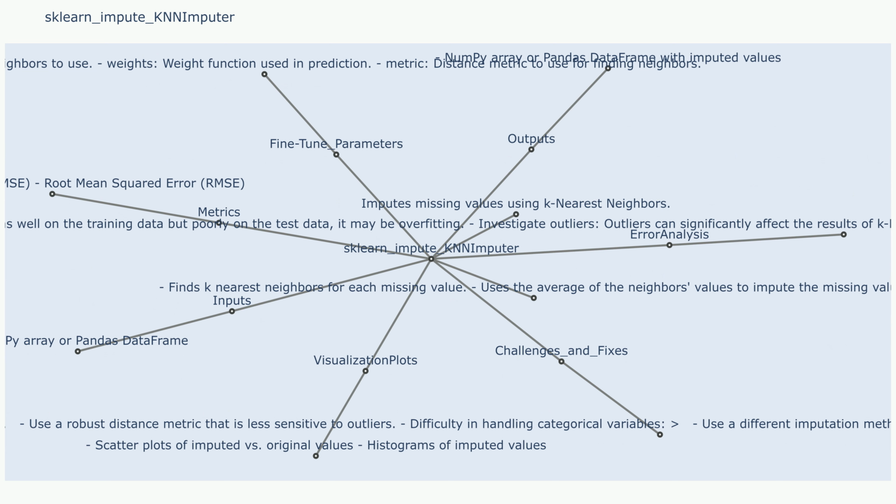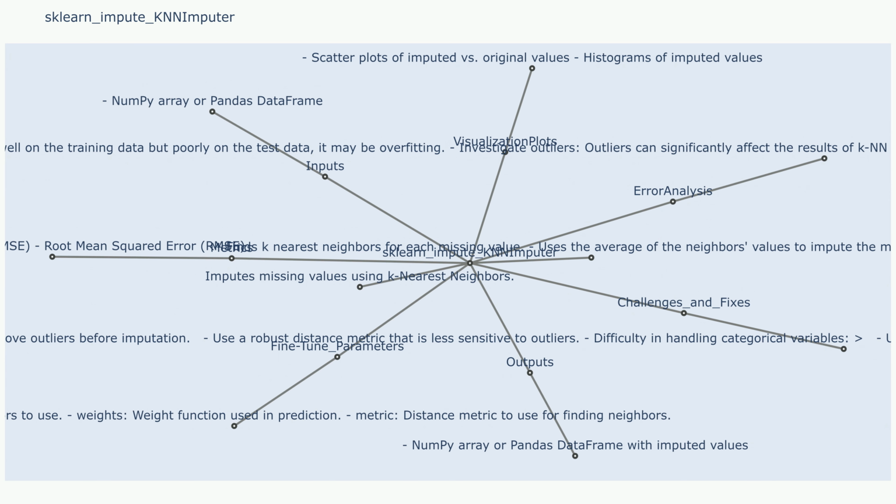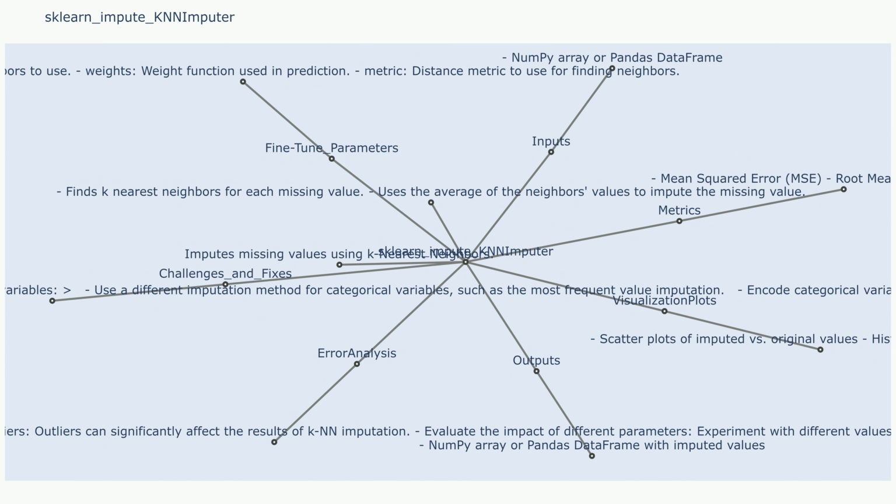Steps. Finding nearest neighbors for each data point with missing values: the KNNImputer identifies the k-nearest neighbors based on the similarity of features. Calculating weighted average: the missing value is then imputed by calculating a weighted average of the corresponding features from the k-nearest neighbors. The weights can be based on the distance between the missing data point and its neighbors.